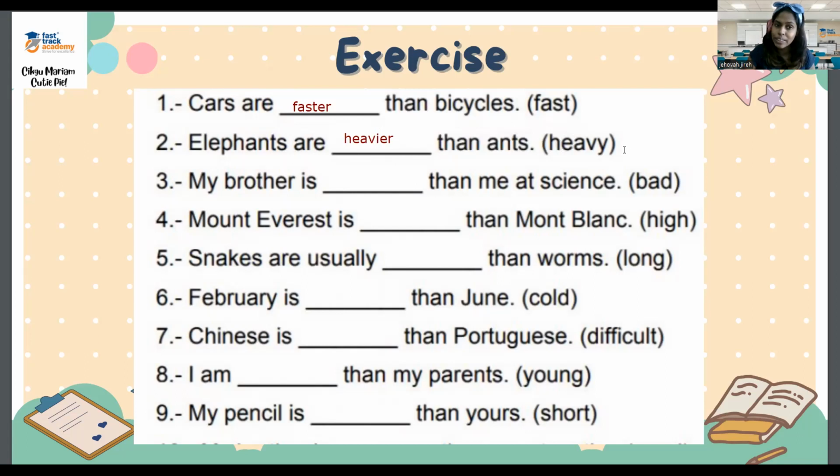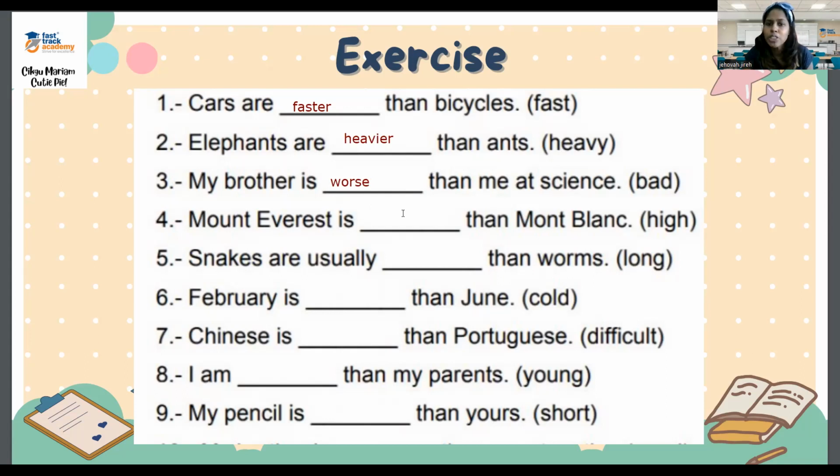Right. Number three, my brother is better than me at science. Am I right? No. All right. So what is the correct answer? Correct answer would be the word worse. Okay. So when it comes to the word bad, you need to change the entire word and use the word worse. Okay. My brother is worse than me at science.